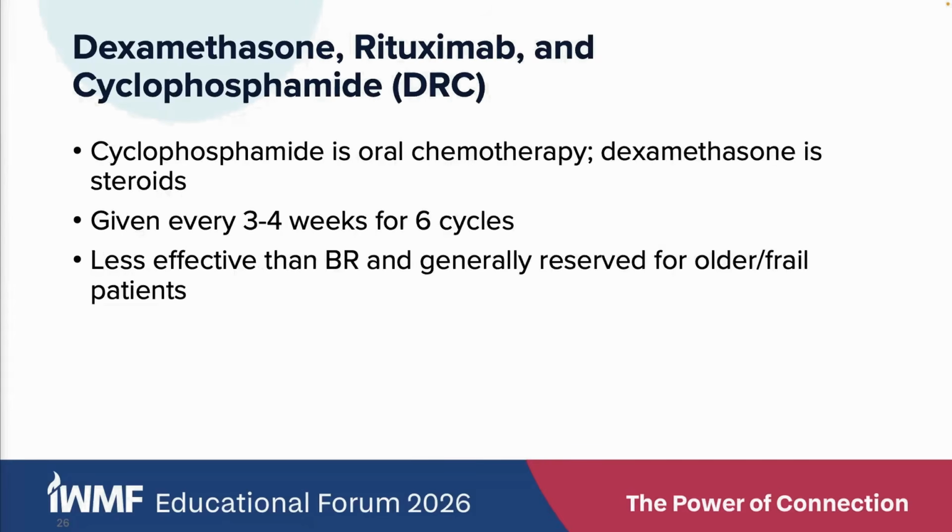Okay, the third option is also chemotherapy. It's this DRC regimen. D stands for dexamethasone, that's steroid pills. R is Rituxan again, and C is cyclophosphamide. These are chemotherapy pills. This is given every 3 to 4 weeks. It's not as good as the BR, it's not as effective. The chances of it working are lower.